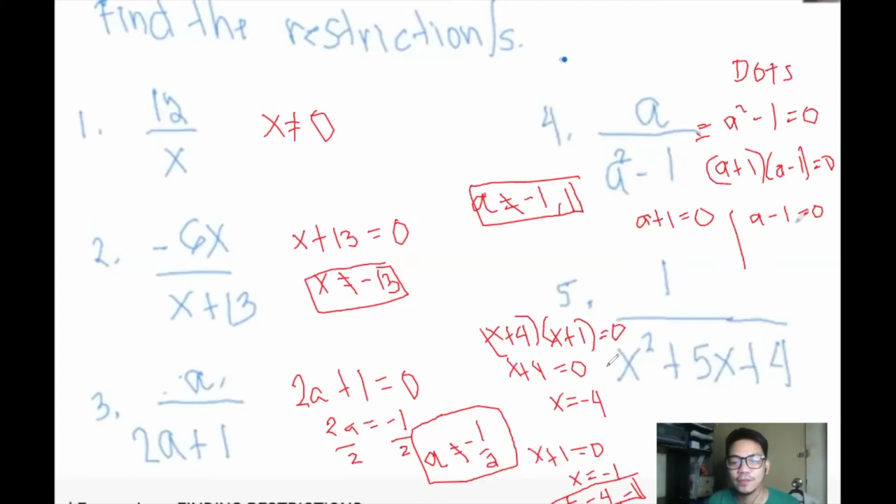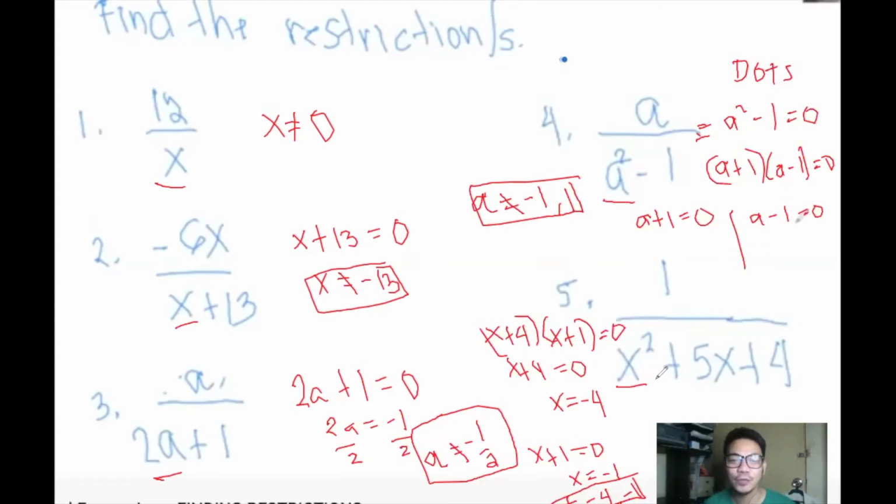Just a hint, the exponent of the variable sometimes tells us how many restrictions we have. For example, in numbers 1, 2, and 3, all exponents of the variables are equal to 1. That's why we only have one restriction. For numbers 4 and 5, the exponent of each variable is 2, which means we have two restrictions.